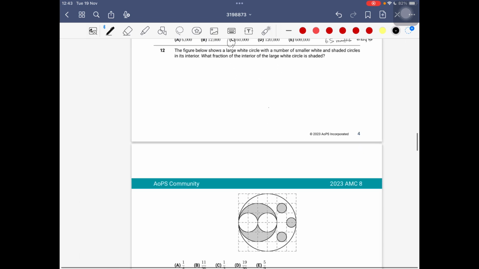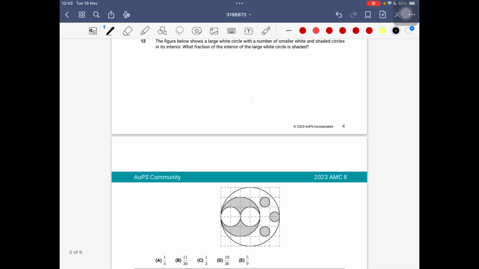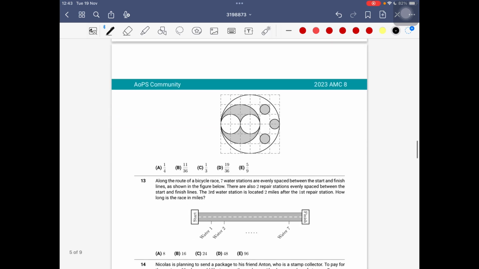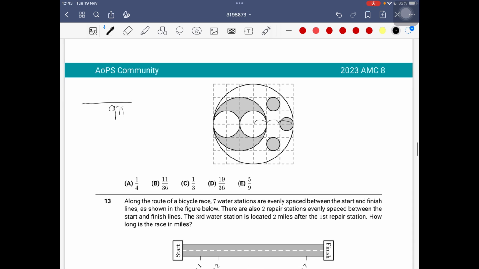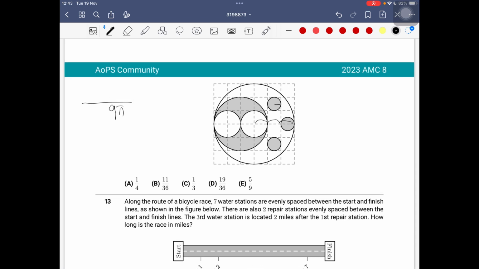Figure below shows a large white circle, with a number of smaller white and shaded circles in its interior. What fraction of the interior white circles is shaded? Okay. So now we can tell 1, 2, 3. So 9 pi, this is total. Pi r squared, 9 pi is total. So this one, this is a half. So half squared pi, but we have 3 of them, plus this one, we need to find this one and subtract 2 of this.